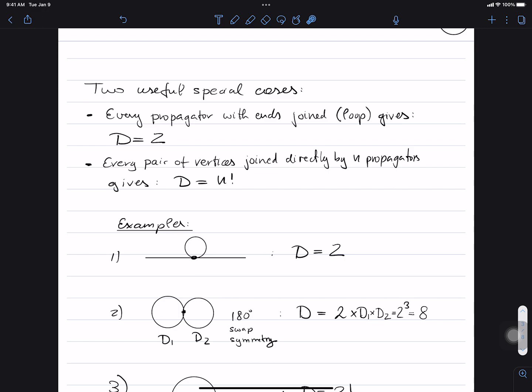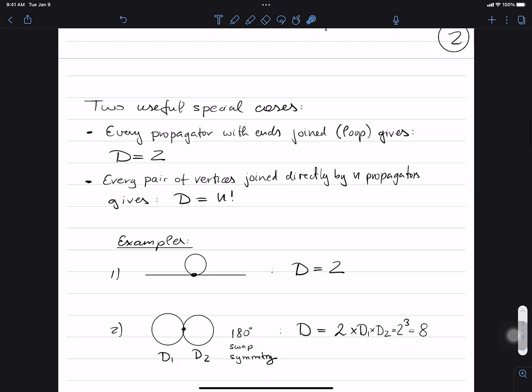exchange the direction basically of the propagator, and here we can swap the lines that are joining the two vertices in n factorial ways. So there are two rules that are easy to remember and easy to use.